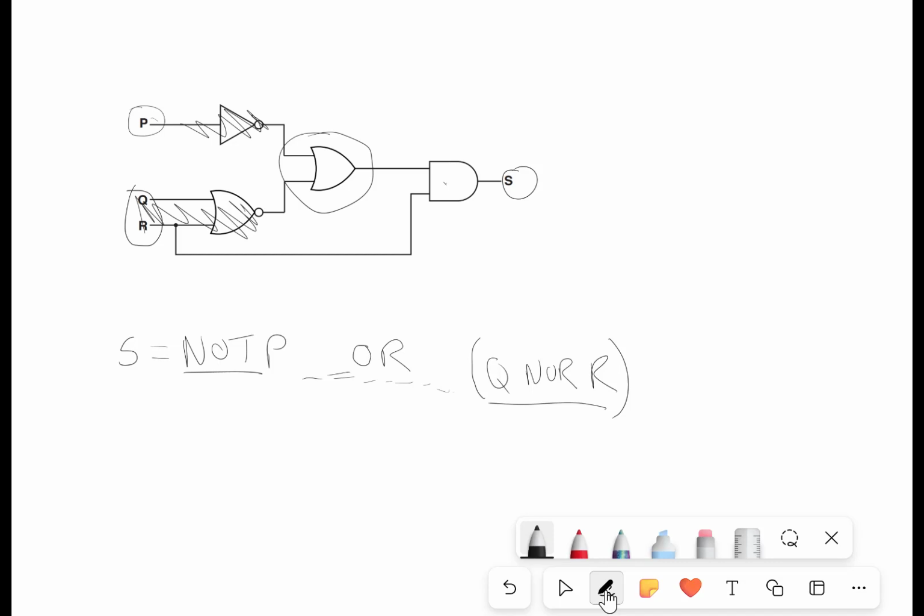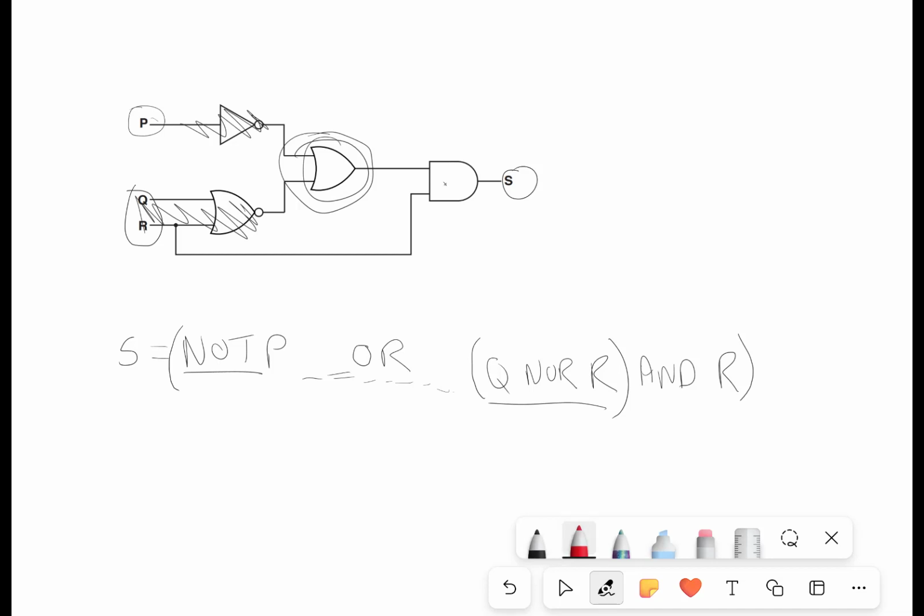So I'm then going to say the result of Q NOR R, which is here, is going to be then ANDed, because it's an AND gate, with R. And I put that in brackets. So that is us turning this circuit into a Boolean expression. NOT P or Q NOR R and R.